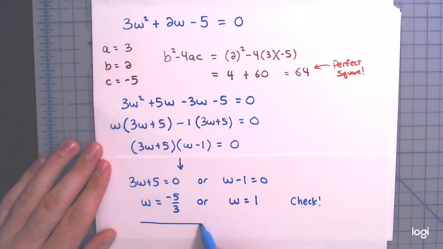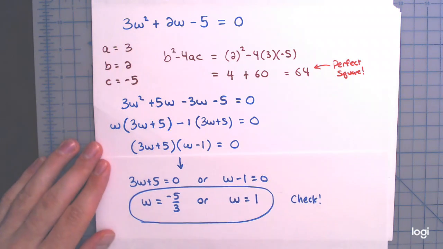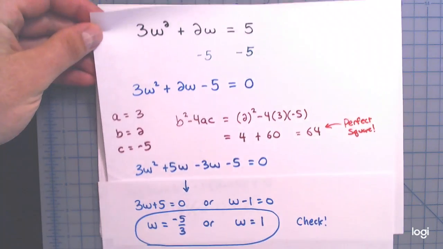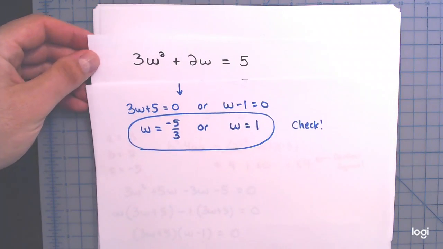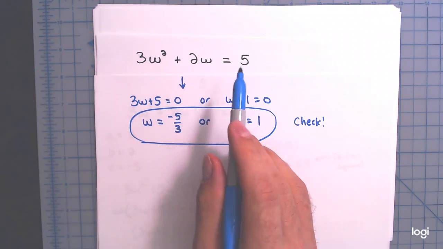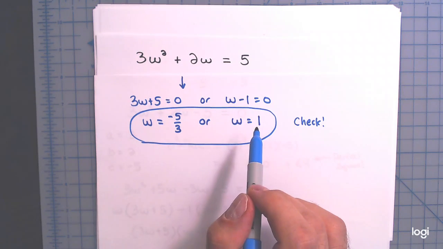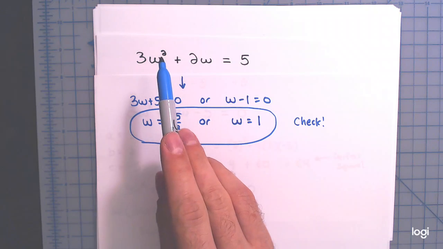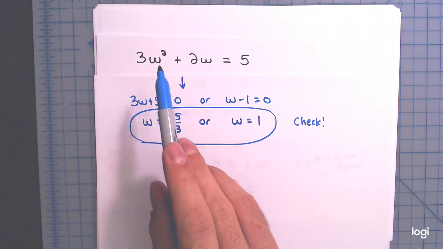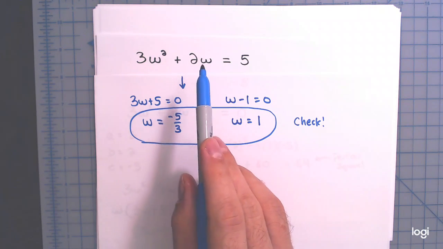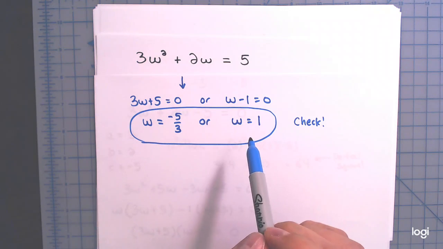And don't forget to check them. But they should work, right? The original equation didn't have any denominators that could possibly be 0 or anything like that. Here's the original equation. Checking 1 is real quick, right? 1 squared is 1. So you have 3 in the first term plus 2 in the second term, 2 times 1. 3 plus 2 is 5, yeah.